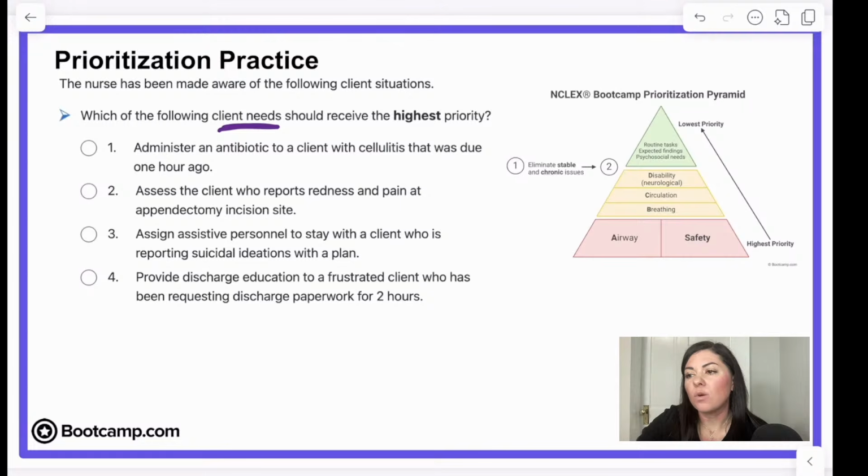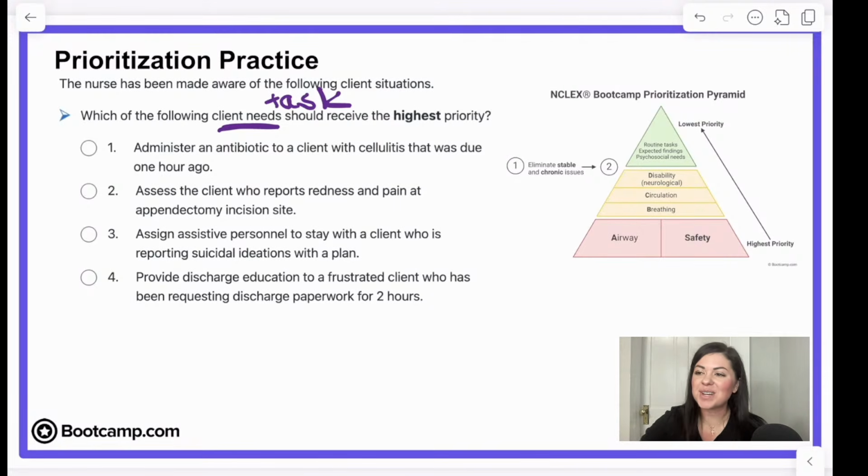The nurse has been made aware of the following client situations. Which of the following client needs should receive the highest priority? So it's basically asking us, which task should we perform first? So let's look at our options. Administer an antibiotic to a client with cellulitis that was due 1 hour ago. Assess the client who reports redness and pain at an appendectomy incision site. Assign assistive personnel to stay with the client who is reporting suicidal ideations with a plan. And provide discharge education to a frustrated client who has been requesting paperwork for 2 hours.